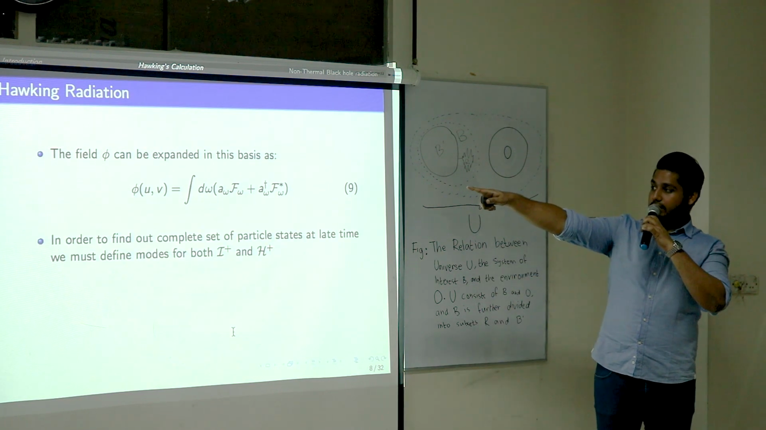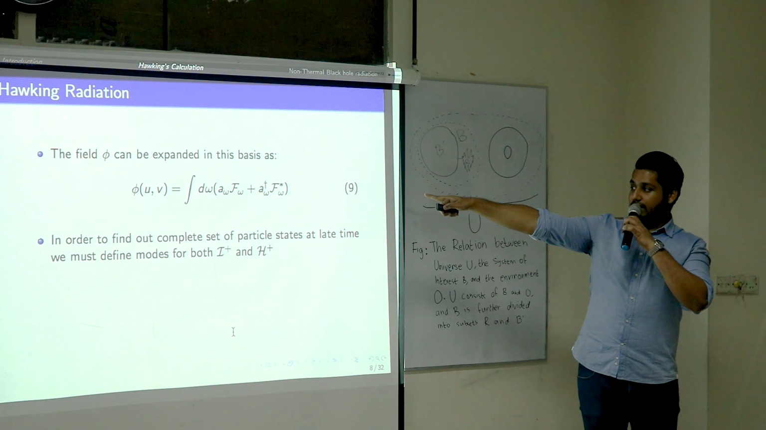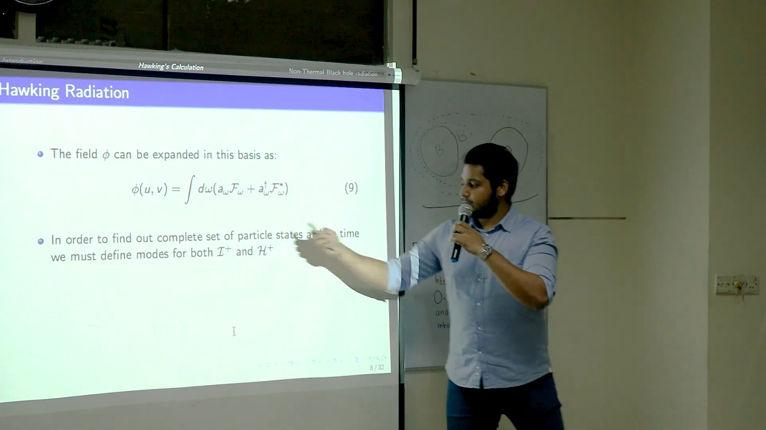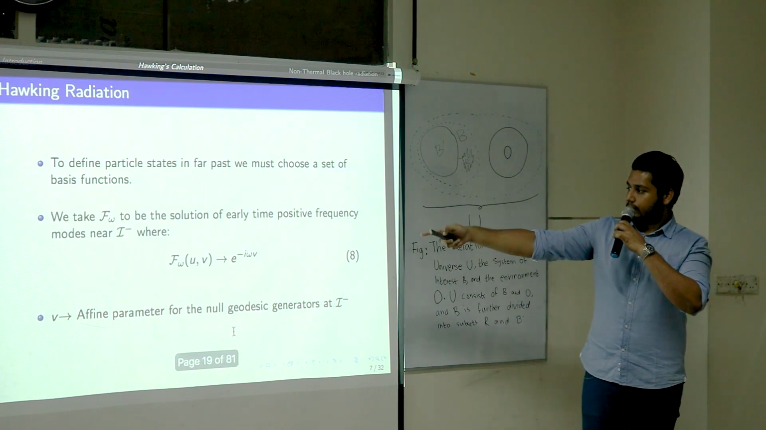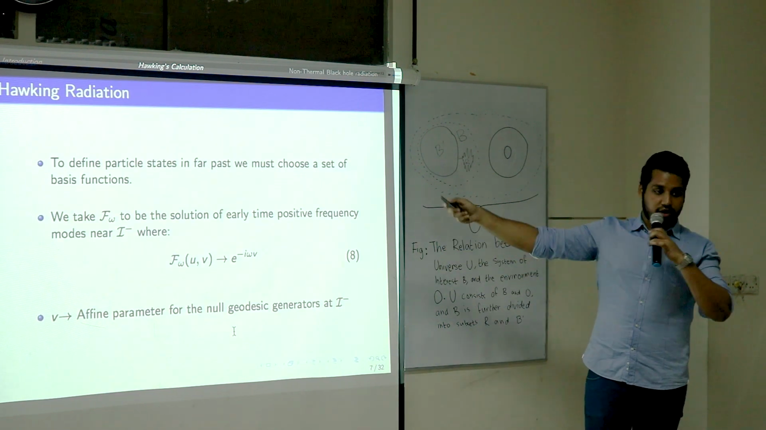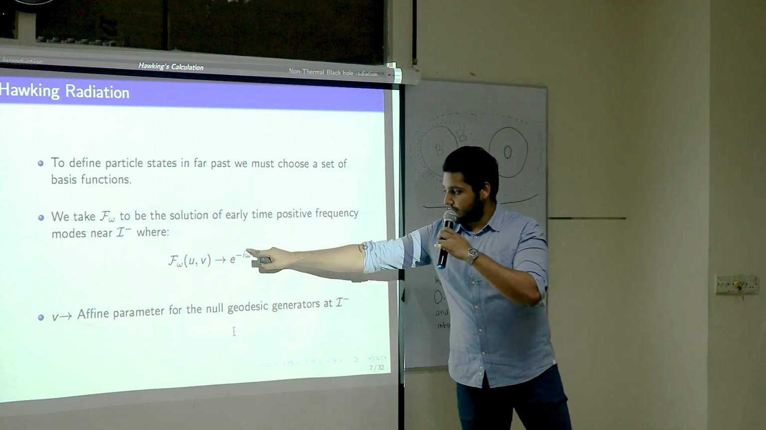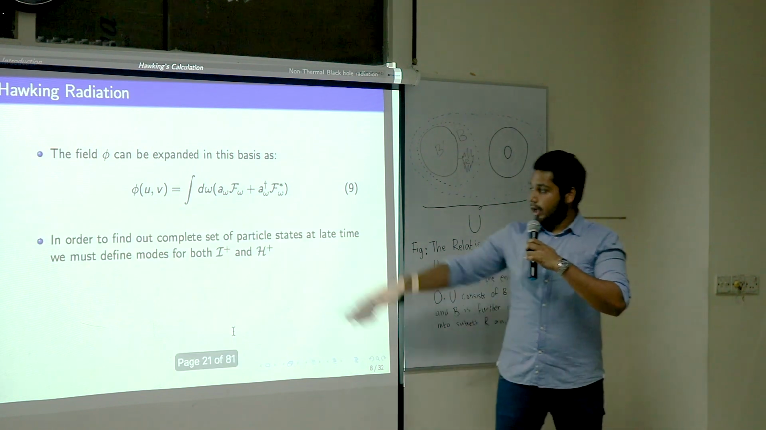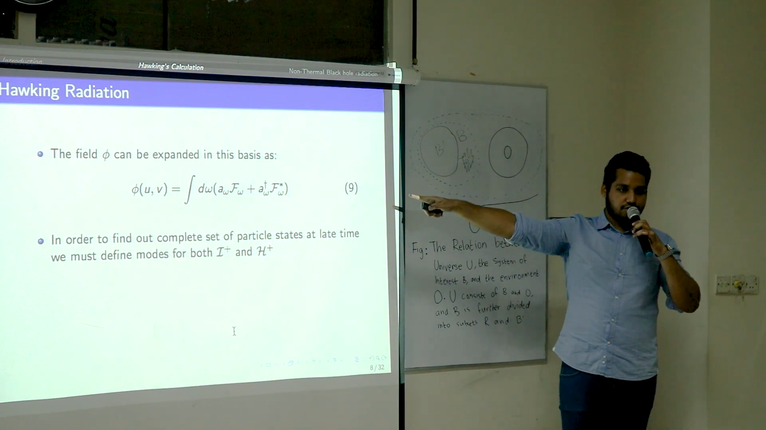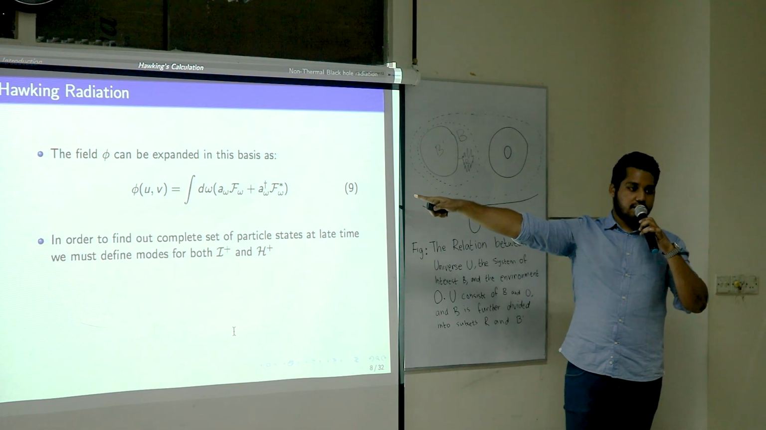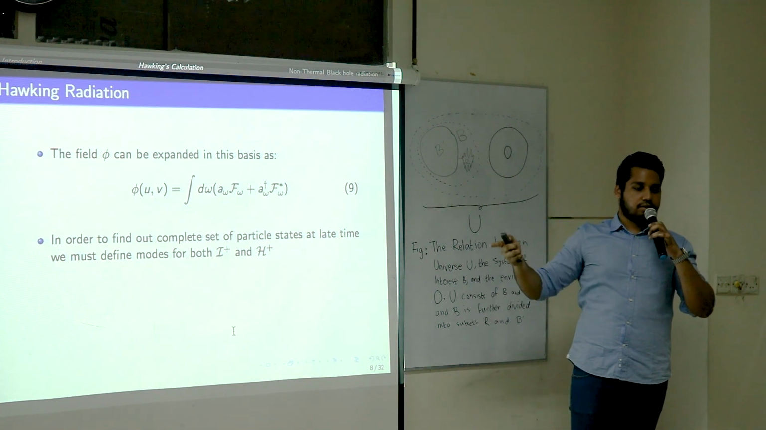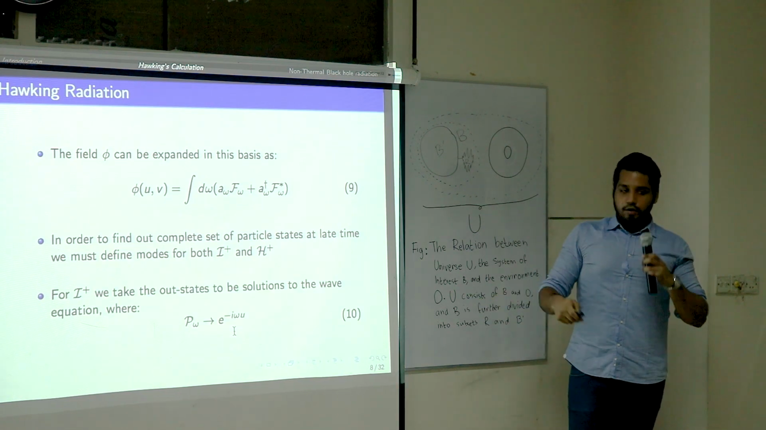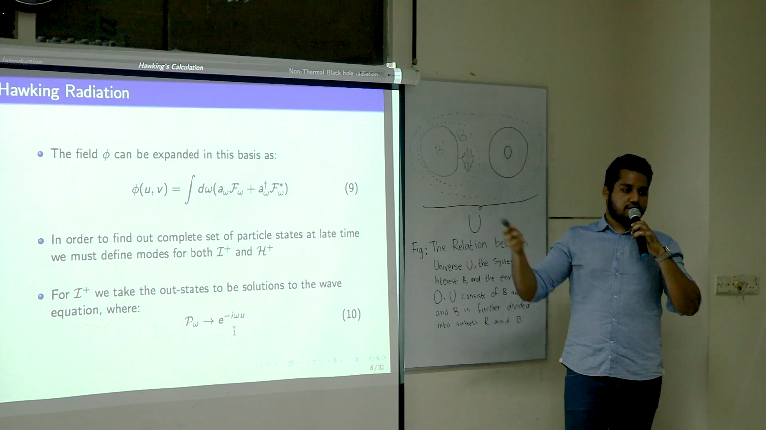Now we can solve for the field at past null infinity with this expansion, where this is the solution that we saw before for positive frequencies, and we're working here only with positive frequencies. A_omega here is an annihilation operator, and A dagger is a creation operator. And this is not the complete set of solutions.